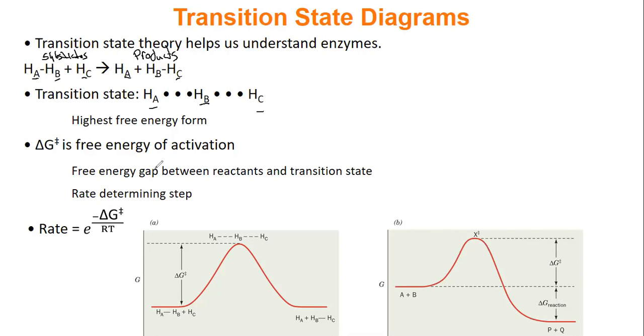So if we look at the bottom here, these are reaction coordinates. Right, that's actually what it says on the x-axis, reaction coordinate. And this G, that's energy, Gibbs free energy. On the left-hand side, we have our reactants. On the right-hand side, we have our products. And here at the top, this is our transition state. This is the highest energy form. So the transition state is always at the top of the mountain on these types of graphs.